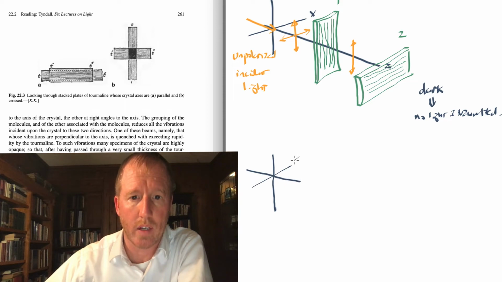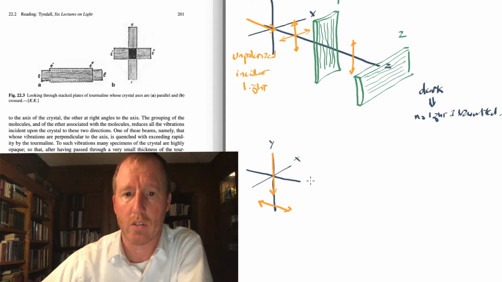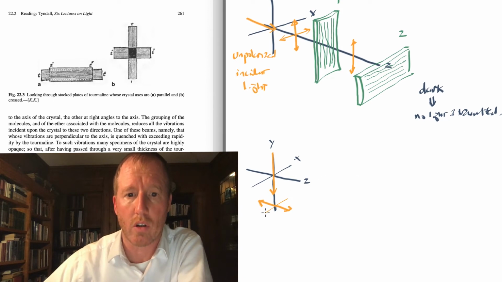Okay, let's call this the x-axis and the y-axis. But now let's suppose that we have light coming in along the y-axis like this. And let us suppose that this is initially unpolarized light. That is, you have vibrations along the z-axis. I guess I should label that here. Along the z-axis, and you also have oscillations along the x-axis.